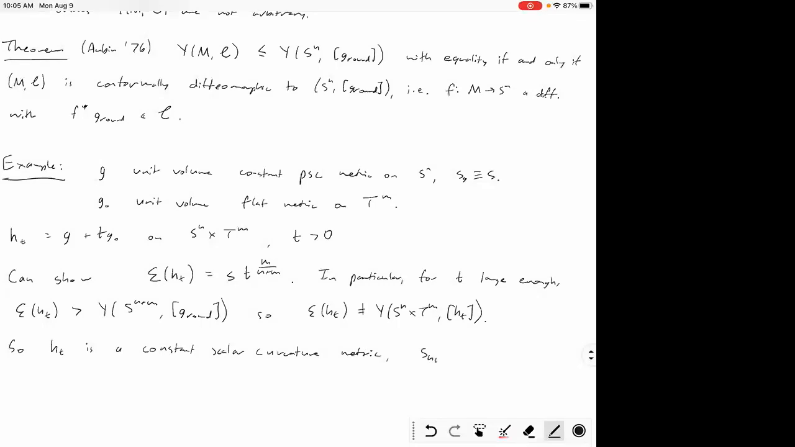And so if you look at the scalar curvature, you just find it's the same as the scalar curvature of the metric on the sphere. But it is not a Yamabe metric. Okay.